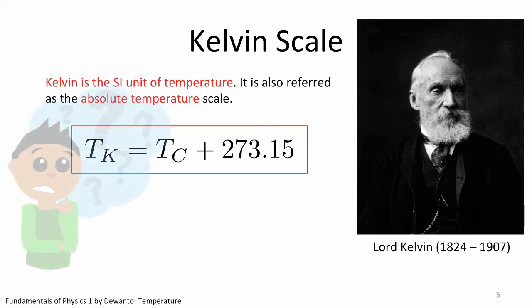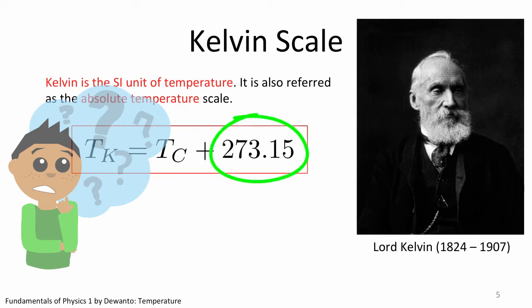Now, why did the Kelvin scale become the absolute temperature? In what sense is it more superior than the Celsius scale, or other scales for that matter? Where does this magic number 273.15 come from? If these are your questions, hold on to them for now. I will provide the answer in the next chapter when we discuss ideal gas.